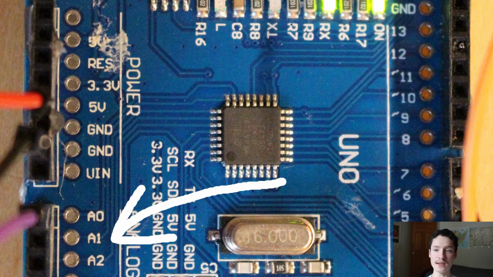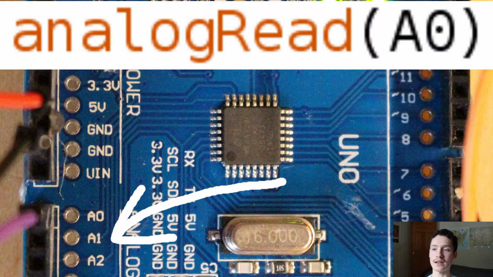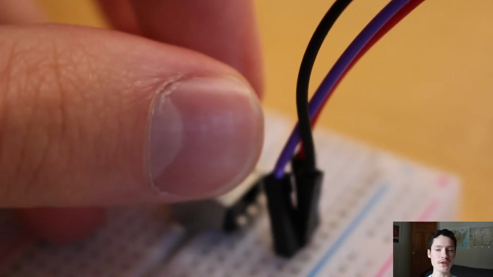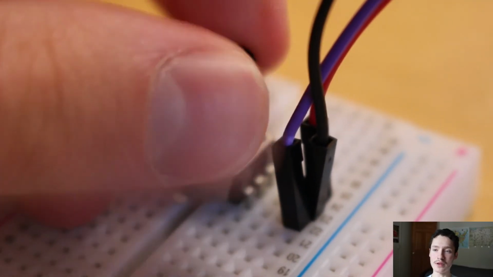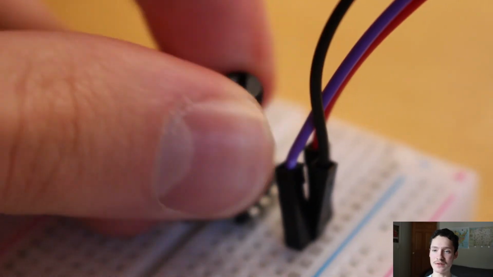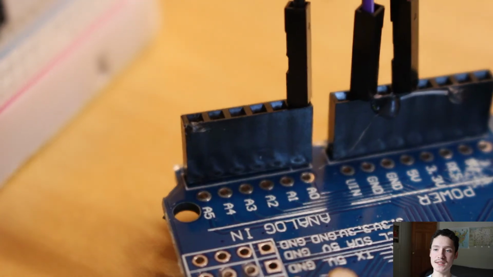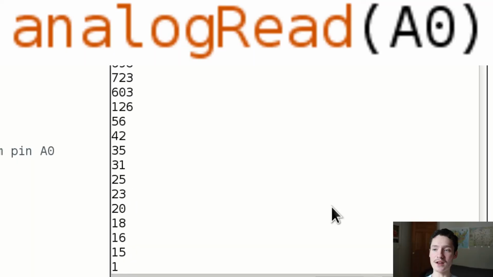Pins starting with A don't pump, but can analog read to see how much pressure is flowing into them. Turning a properly wired potentiometer changes how much air pressure flows to its center wire. This wire is connected to pin A0, so we can use analog read to see its changing pressure.